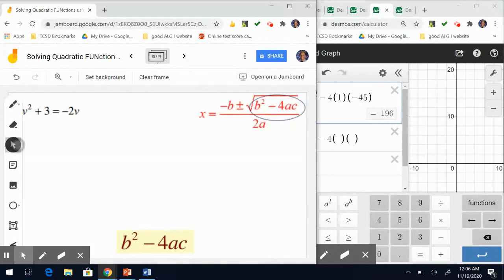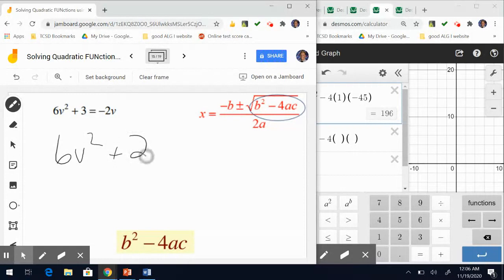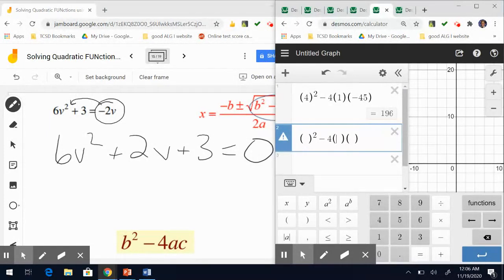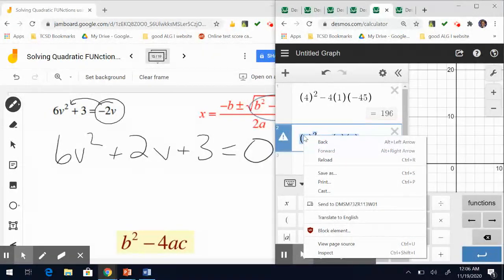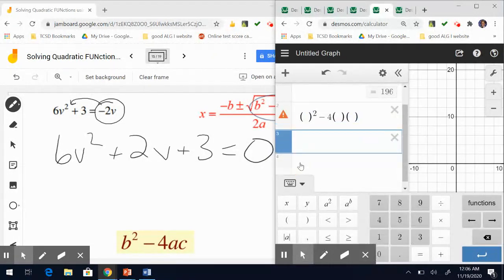So again, let's go here. 6v squared plus 2v plus 3 equals 0. What did I do? I move -2v to the other side, put it in order, known as standard form, and now I'm just going to go in here and check it out. I'm going to leave that problem there. I'm going to copy this and paste it in there. Just kidding.